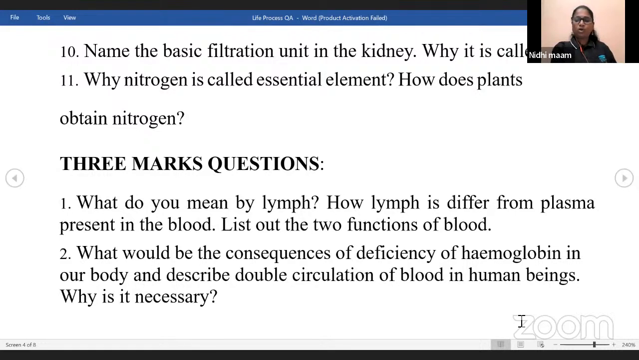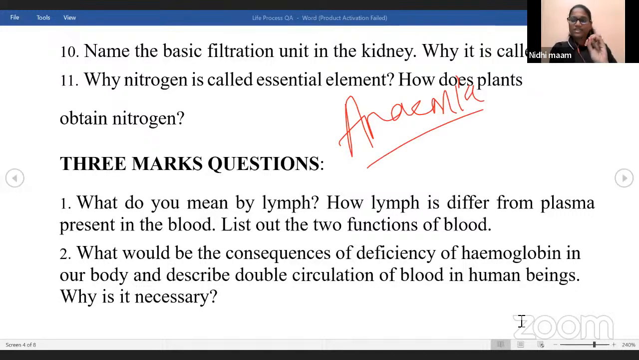Next, what would be the consequences of deficiency of hemoglobin in our body? And describe double circulation of blood in human beings. So if hemoglobin is deficient, what happens? It leads to a condition called anemia. The color of the nails will turn blue, and people will feel cold and shivering. These are all the consequences of hemoglobin deficiency.